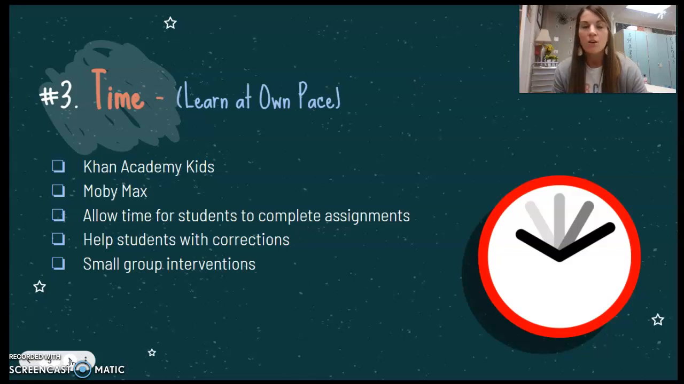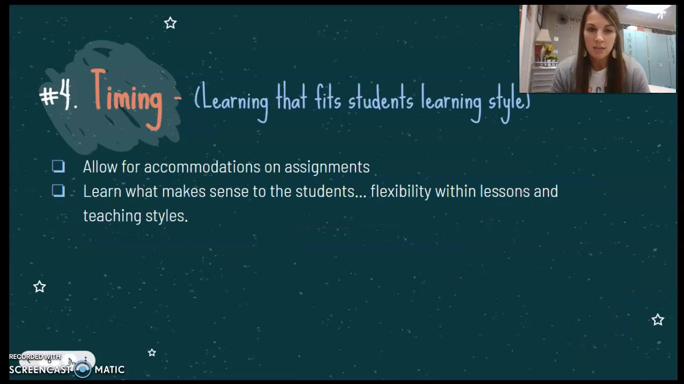This builds with individual kids and group kids on what skills they're lacking, and that allows them to catch up a little bit. Maybe they can't move as fast. Timing, learning that fits students' learning style. Allow for accommodations on assignments, and learn what makes sense to the students.